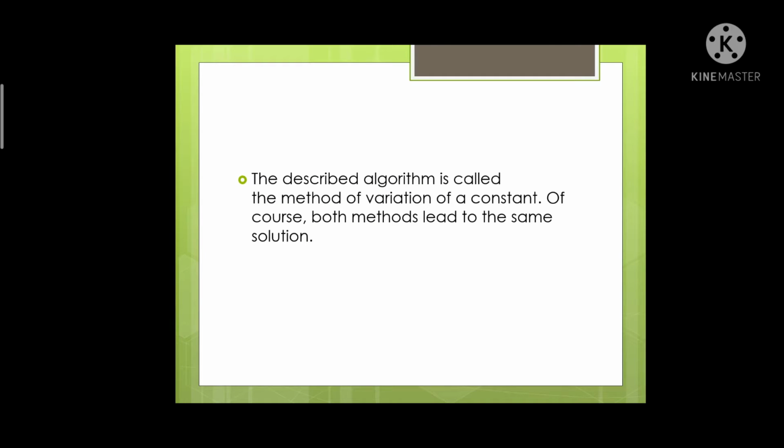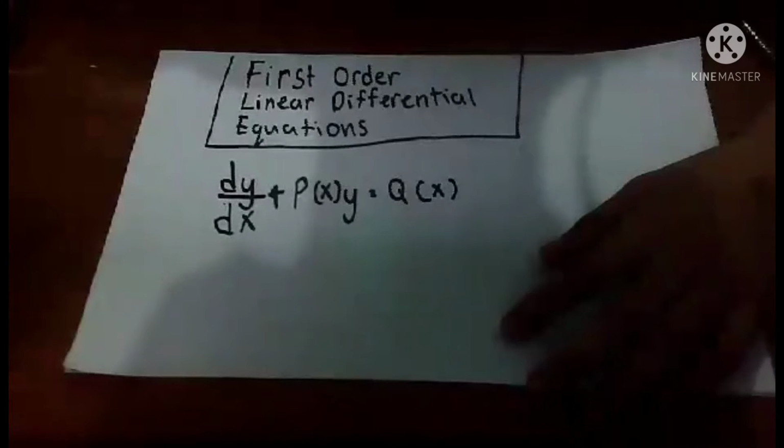The described algorithm is called the method of variation of a constant. But of course, both methods lead to the same solution. It is up to you how you will use both methods to solve a given problem. So, in order for you to fully understand our lesson, my group mates will give you examples regarding this topic.